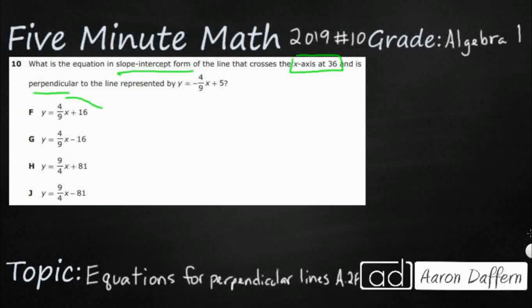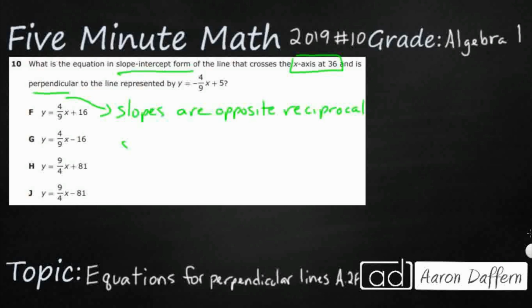So perpendicular, what does that mean when lines are perpendicular? When the lines are perpendicular, that means the slopes are opposite reciprocal. And this is something that you are not going to find on your mathematics chart or your reference material, so you're going to need to remember this going into the STAAR test.